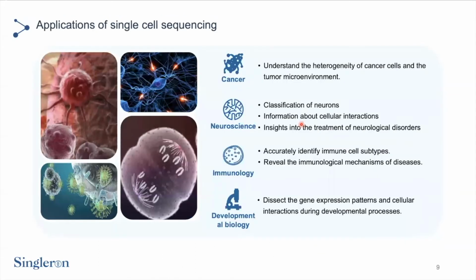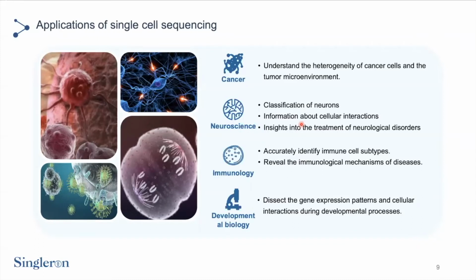So application fields of single-cell sequencing are cancer, neuroscience, immunology, and developmental biology, but you can also add much more to that. One of the main reasons why people are using single-cell sequencing is to understand tissue heterogeneity. The tumor microenvironment consists of many different cells. But with bulk RNA sequencing, we are basically not getting enough information from the tumor microenvironment. With single cell, we can actually go deeper and obtain deeper information from these tumor microenvironments.